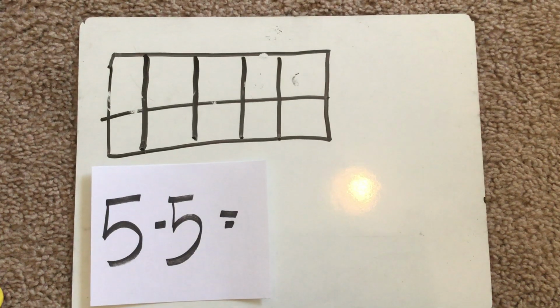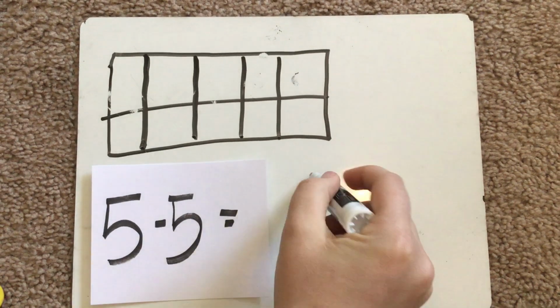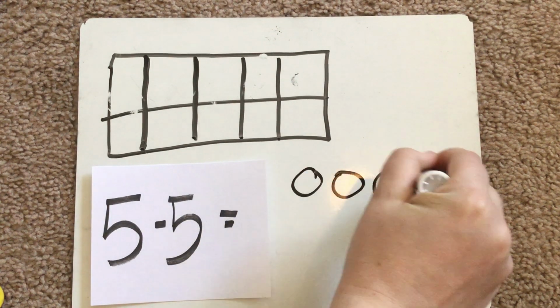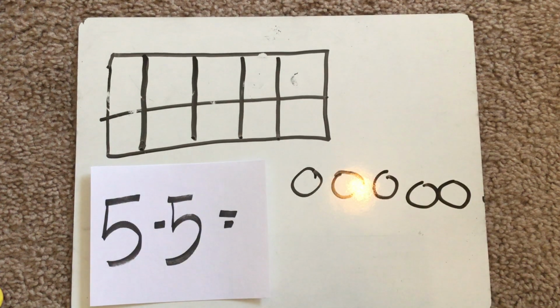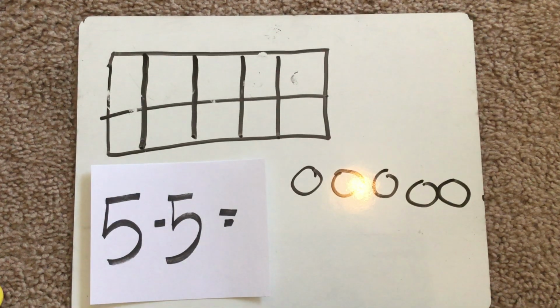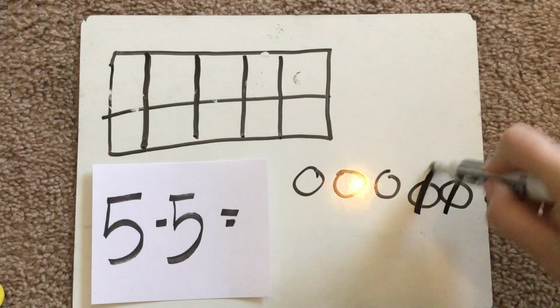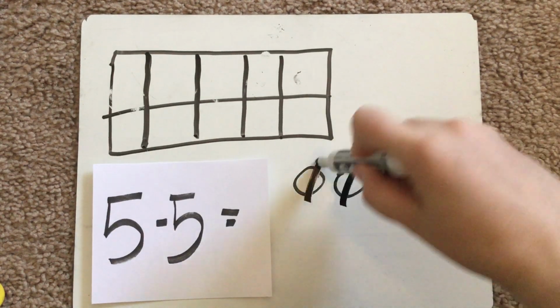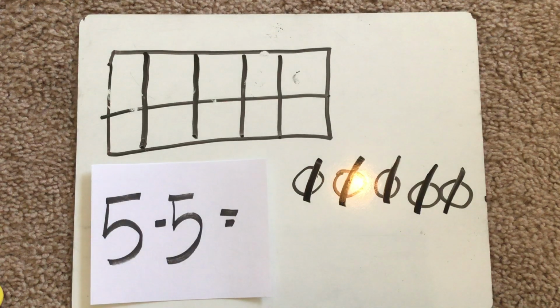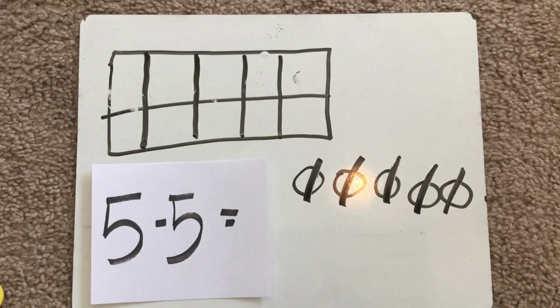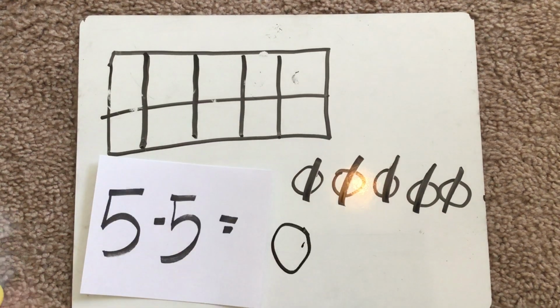Let's draw this one out to check our answer. 5. And now we have to take away 5, so we're going to use our crossing out. 1, 2, 3, 4, 5. How many are left? 0. There are none left. So 5 minus 5 equals 0.